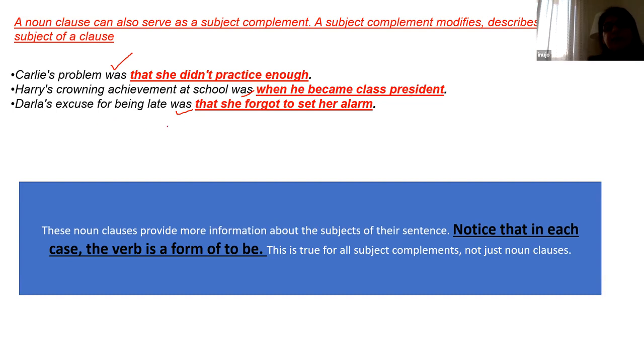Next, Darla's excuse for being late was that she forgot to set her alarm. Here again, children, you can see was is there. So the to be form is was. The verb is a form of to be. And here also, what was Darla's excuse for being late? Darla's excuse for being late was that she forgot to set her alarm. That she forgot. Your answer will be the complete noun clause because it is complementing the subject Darla. All right, children. Slightly confusing, but when you do the exercises, it will be fine.